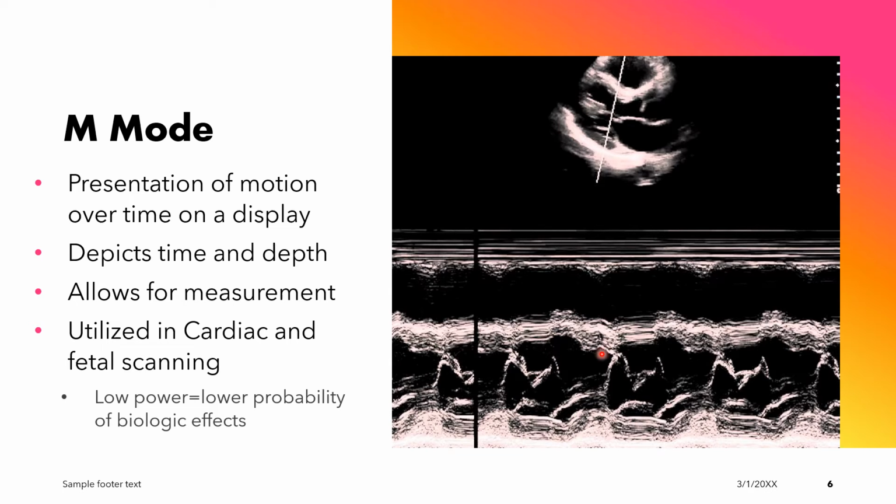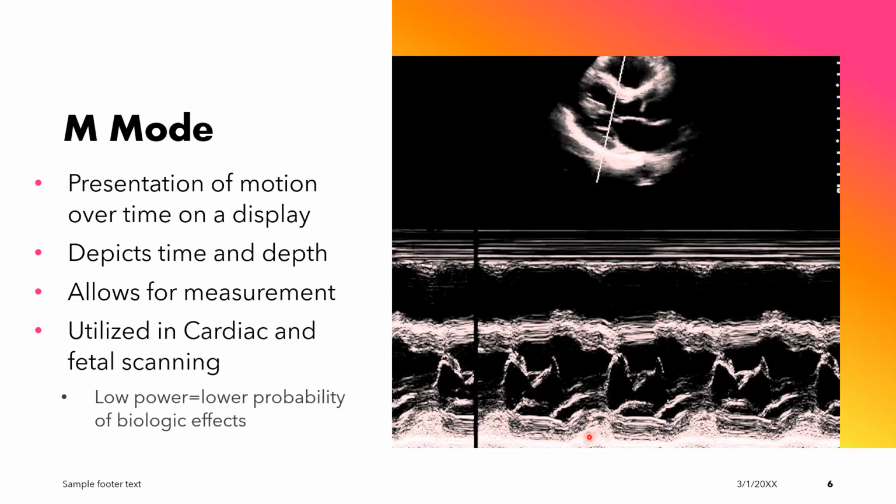And so when we look at this, we can correlate the anterior wall to this motion here. The intraventricular septum correlates to this motion here. The valve correlates to this motion here. And then the posterior wall correlates to this motion here. And so it allows the depiction of multiple different tissues moving over time.